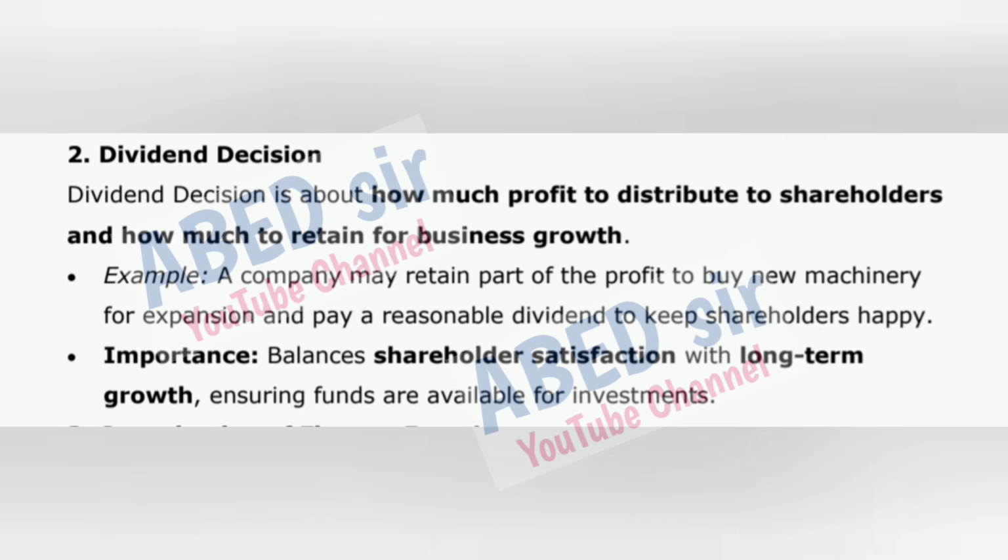2. Dividend decision. Dividend decision is about how much profit to distribute to shareholders and how much to retain for business growth. Example, a company may retain part of the profit to buy new machinery for expansion and pay a reasonable dividend to keep shareholders happy. Importance: balances shareholder satisfaction with long-term growth, ensuring funds are available for investments.